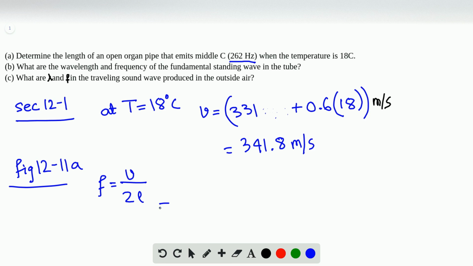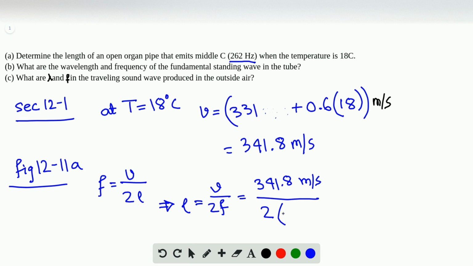So if we solve for L from there, we have something like this, and so it's v over 2 times the frequency. So if we put in all the numbers, we'll have 341.8 meters per second over 2 times the frequency, which is 262 hertz, and that gives us 0.652 meter, or 65.2 centimeters.